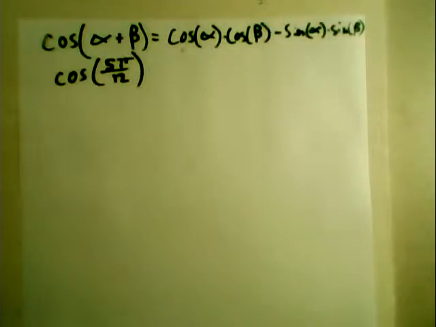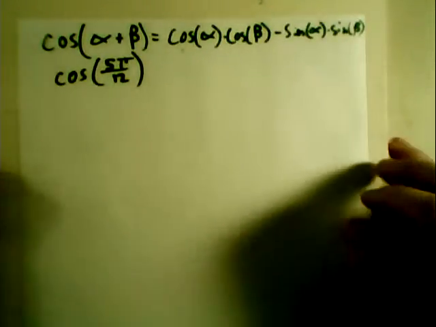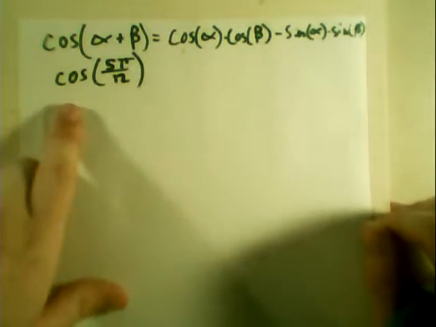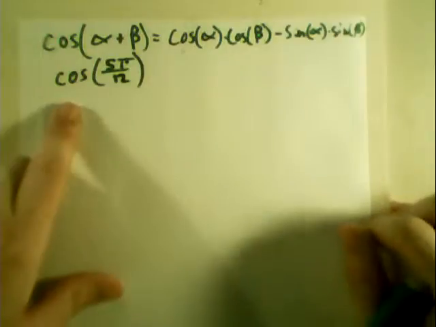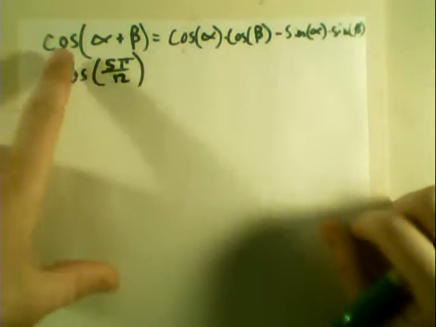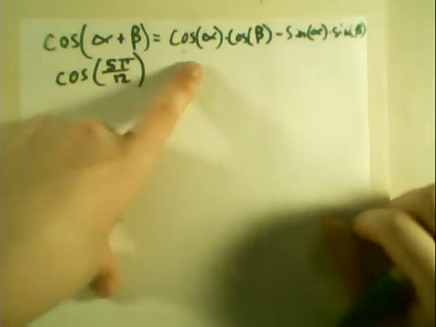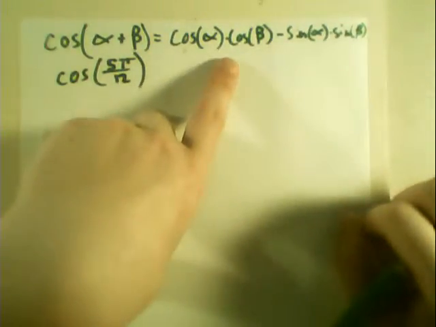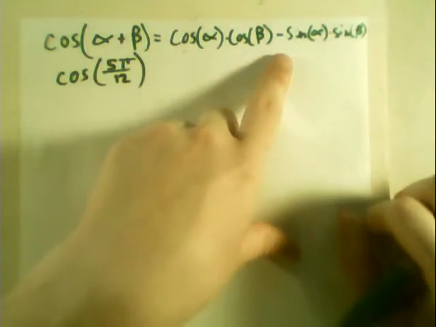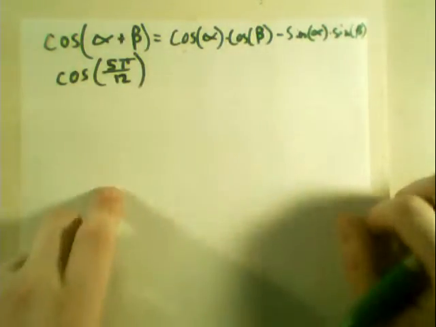On practice problem 24, it asks for you to express some kind of trigonometric function as a sum and difference. So this is the sum and difference formula for cosine. Cos of alpha plus beta equals cos of alpha times cos of beta, then the opposite sign of what we have, sine of alpha times sine of beta.